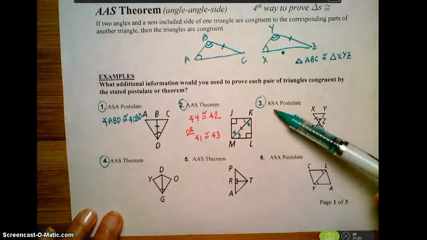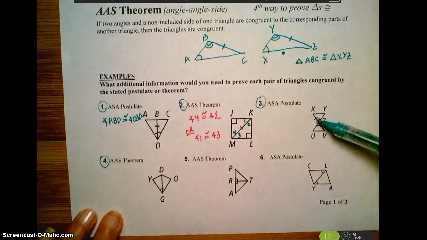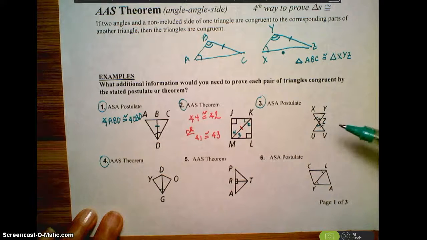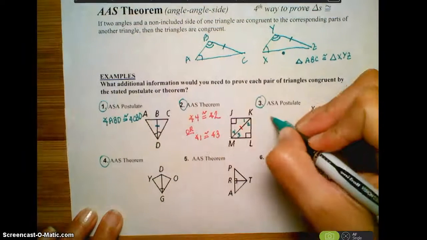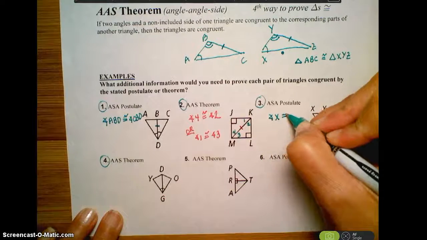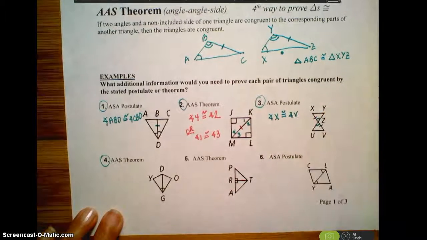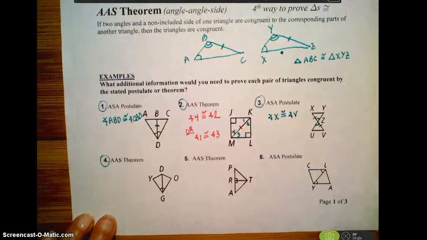Now, if I'm going to have angle, side, angle, I need this pair of sides to be included by the two congruent angles. So if I take a look at my picture, that would mean to me I would need to have angle X turn out to be congruent to angle V, and then I could prove this by angle, side, angle.